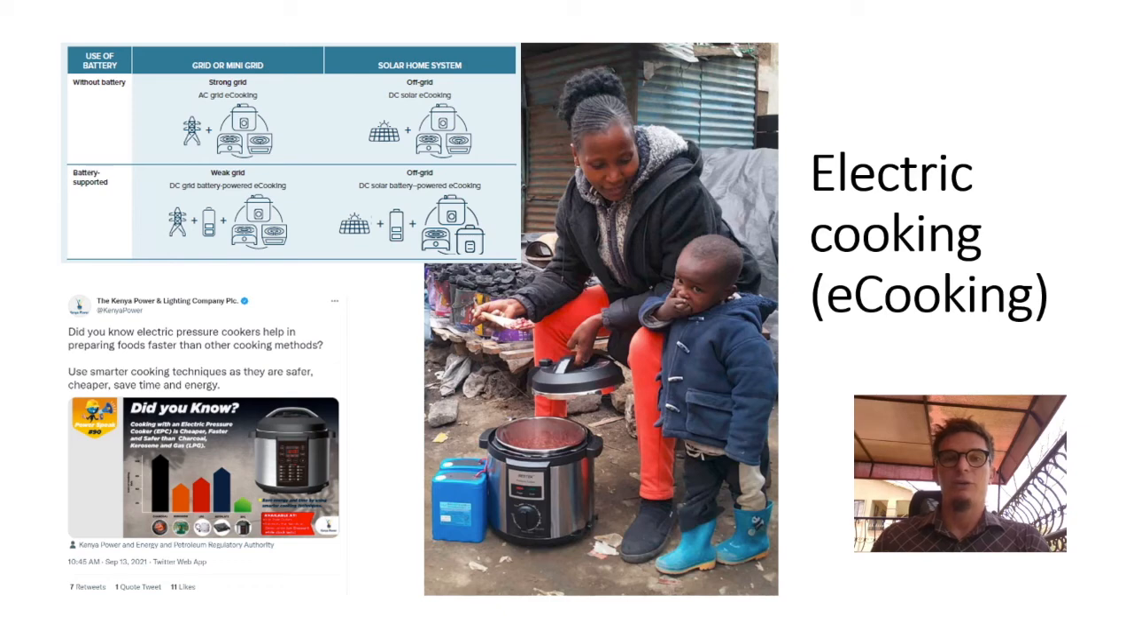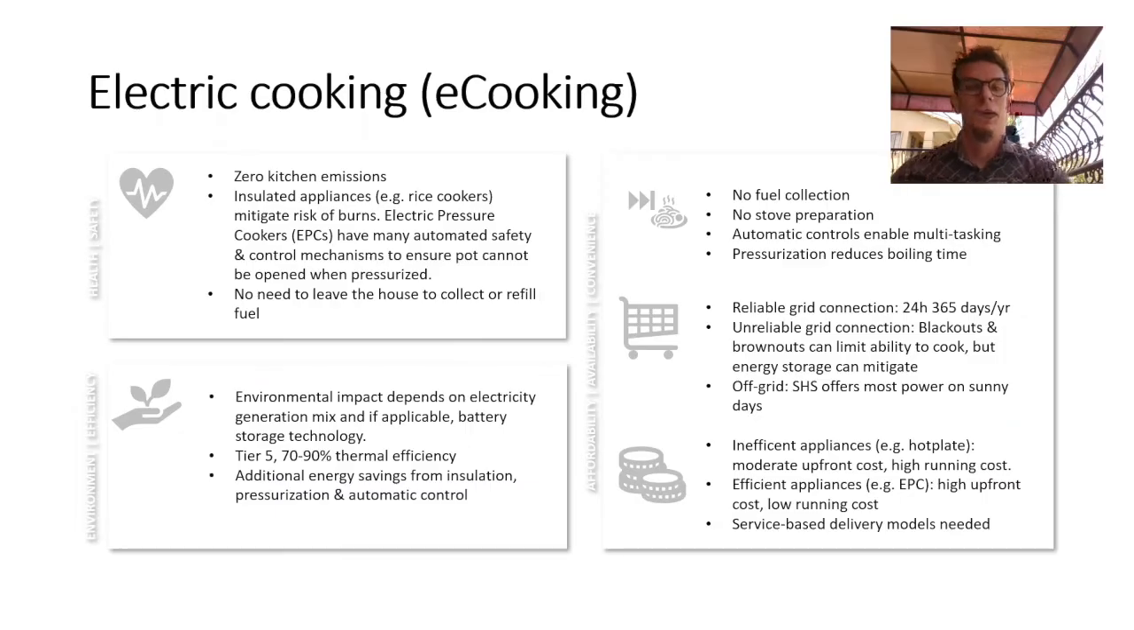For example, the electric pressure cooker, which often retails for between $60 and $100 and uses less than 1 kilowatt of power, can greatly reduce the amount of electricity required to cook, as illustrated by Kenya Power's recent tweet showing that cooking heavy foods like beans with an electric pressure cooker can be many times cheaper than other popular options available in Nairobi today. So in terms of health, electric cooking has 0 emissions in the kitchen itself.